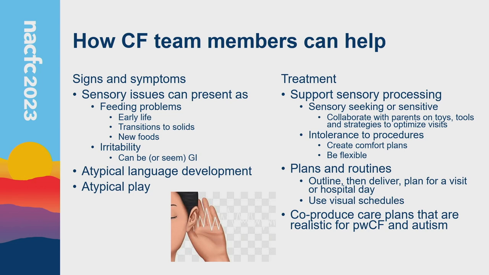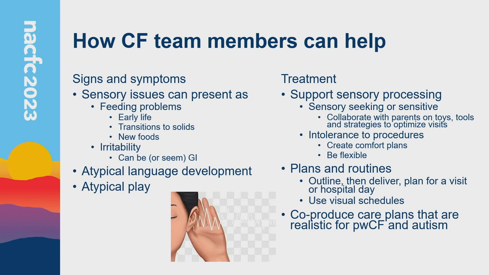Atypical language development and atypical play, all of these are things that you may well observe, where you can have a questioning, open conversation to think about. And a lot of times in these situations, parents say, I'm so glad you brought that up because I have been worried about that, but I didn't know. You have a lot of anxiety about your kid when you're a parent anyway, and especially if your kid has CF.